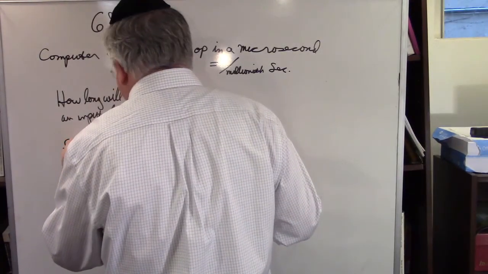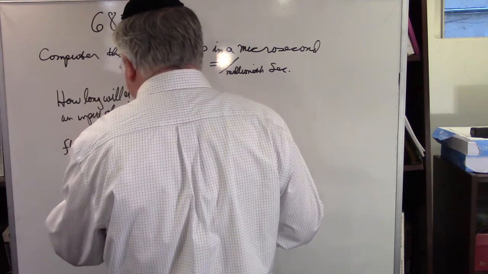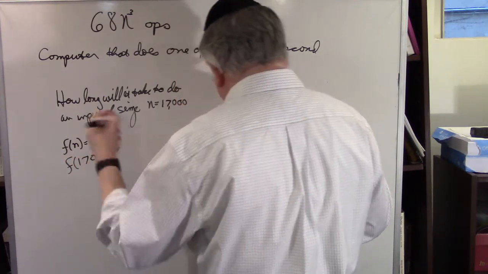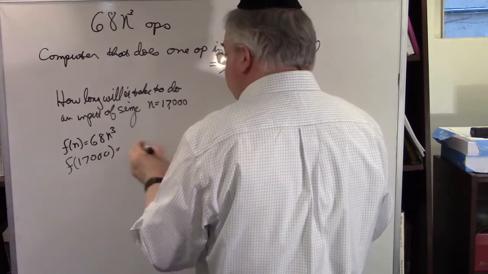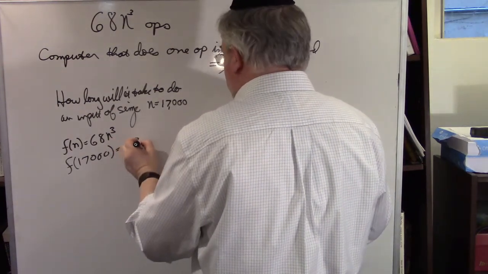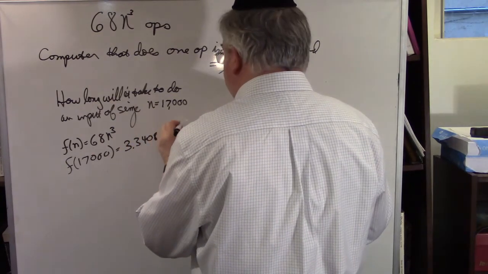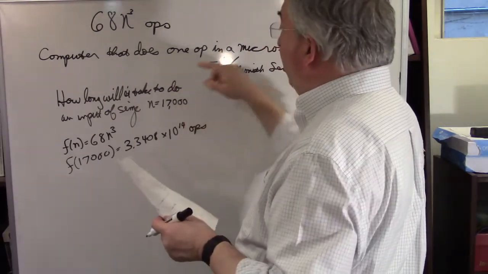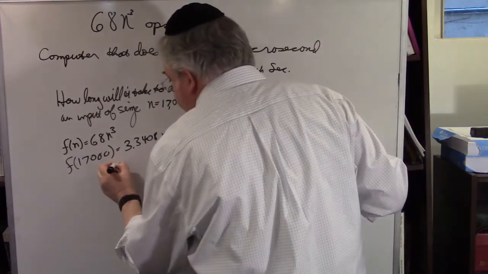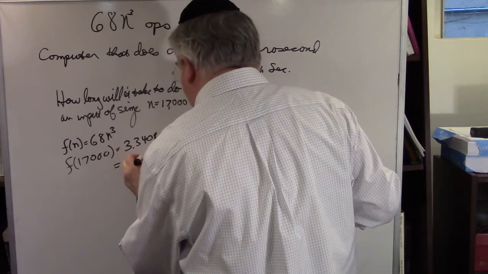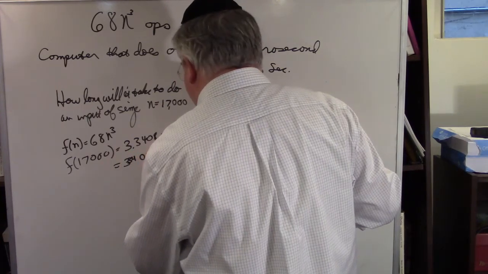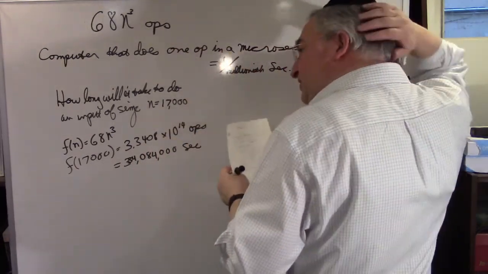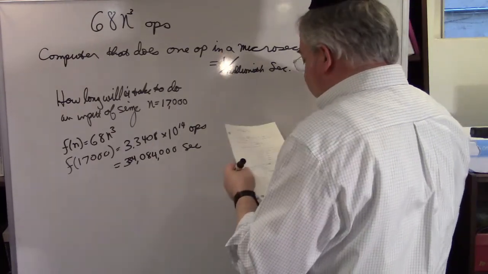f of n is equal to 68n to the third, so f of 1700 is equal to 68 times 1700 to the third, which is equal to, again, calculators, 3.3408 times 10 to the 14 operations. But it can do 1,000,000 operations in a second, so divide 10 to the 14th by a million. That becomes 334,080,000 seconds.